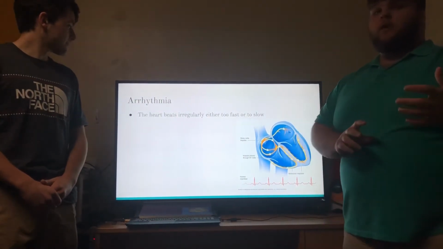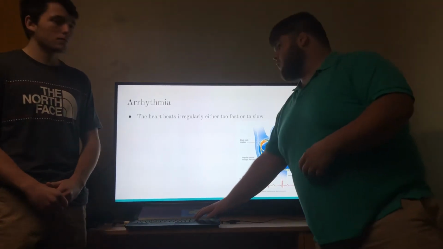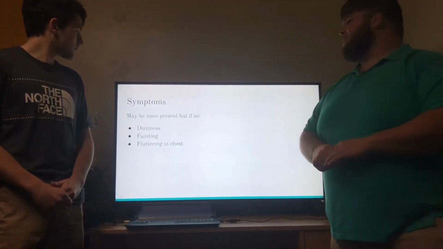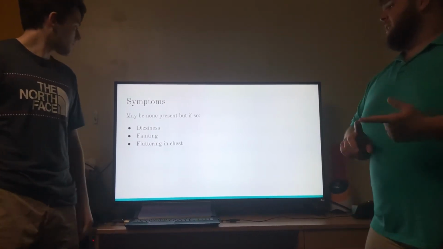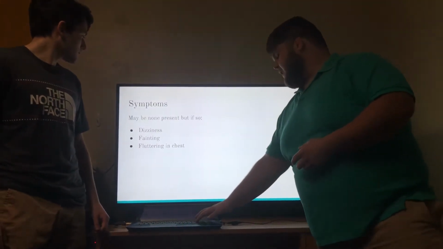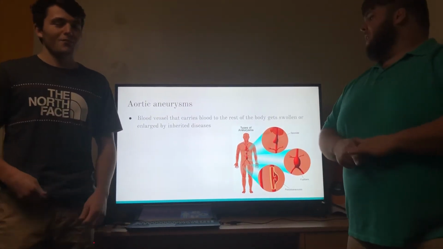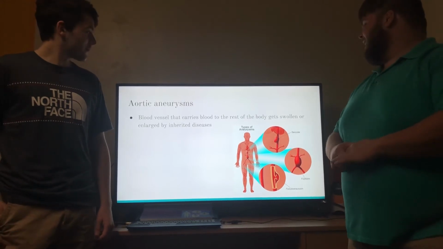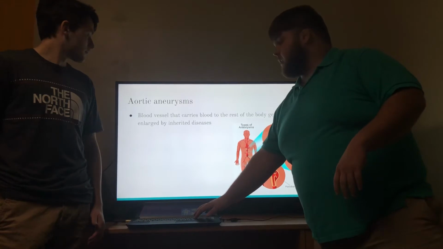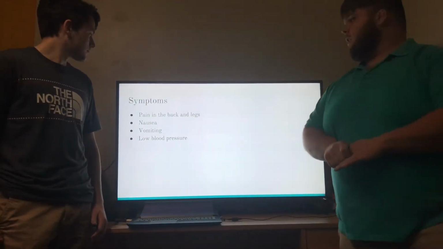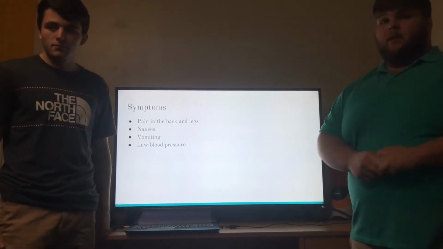Arrhythmia is when the heart is beating irregularly, either too fast or too slow. Symptoms, if any are present, most of the time they aren't, but if they are, it's dizziness, fainting, and fluttering in the chest. Aortic aneurysm is when blood vessels that carry blood to the rest of the body get swollen or enlarged by inherited diseases. Symptoms include pain in the back and legs, nausea, vomiting, and low blood pressure.